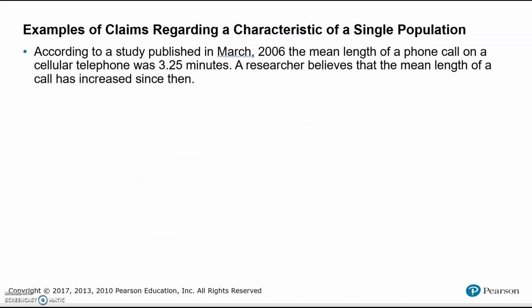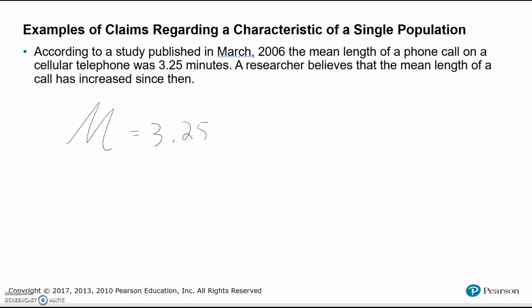So another hypothesis. According to a study published in March 2006, the mean length of a phone call on a cellular telephone was 3.25 minutes. So that's mu. We believe the real population mean to be 3.25. Okay, so we're going to do this twice. We're going to do it with proportions and means, just like in chapter 8 when we did sampling distributions, proportions and means. Chapter 9, confidence intervals, proportions and means. Chapter 10, hypothesis testing, proportions and means. Okay?